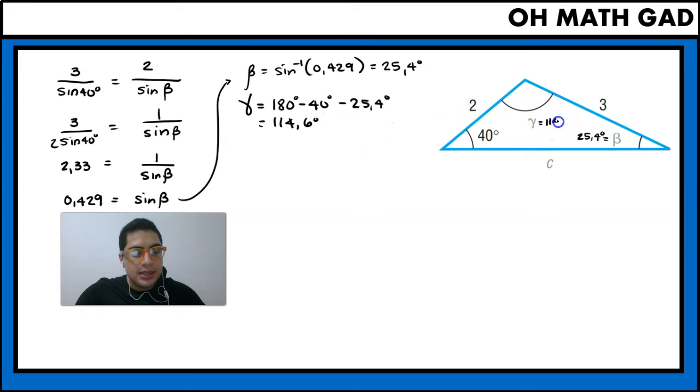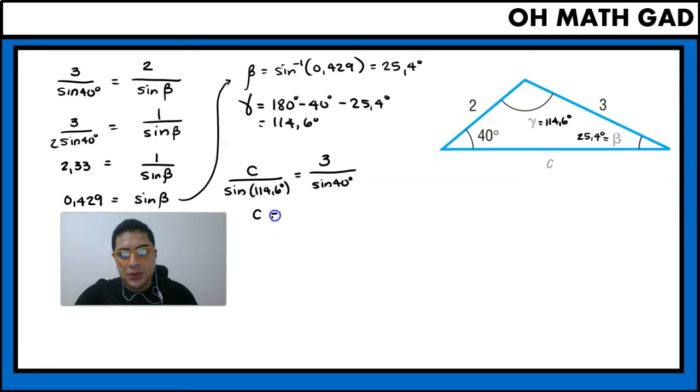And now that we know that this angle is 114.6 degrees, and we do not know the opposite side, we can, again, use the law of sines to get it. So again, we know that c divided by the sine of the opposite angle, so c divided by the sine of 114.6 degrees, is going to be equal to, I can use either one of the other two, but I'm going to use this one, 3 divided by the sine of 40, because they already gave me that value.